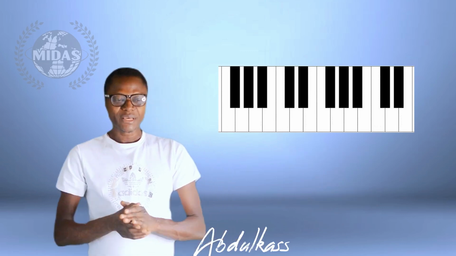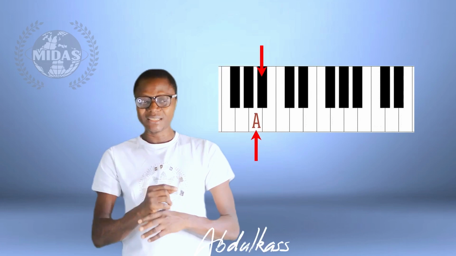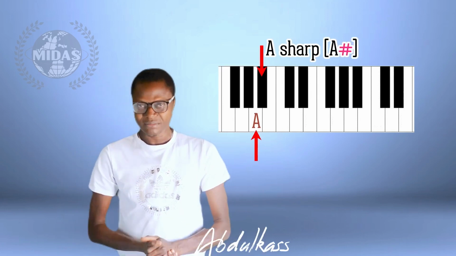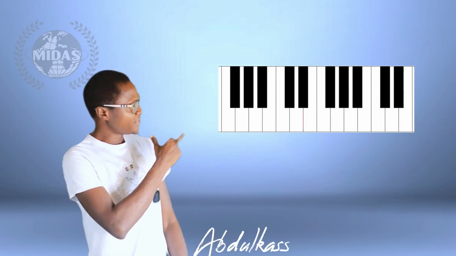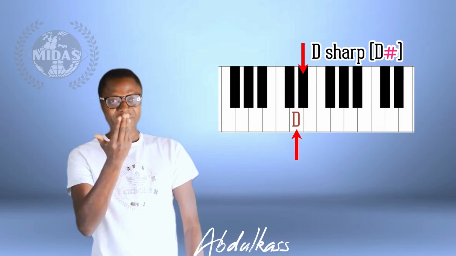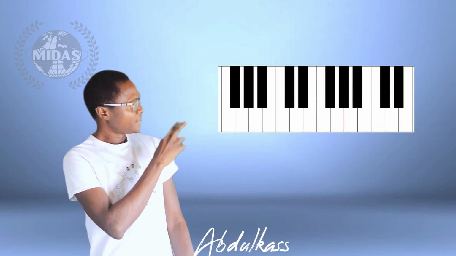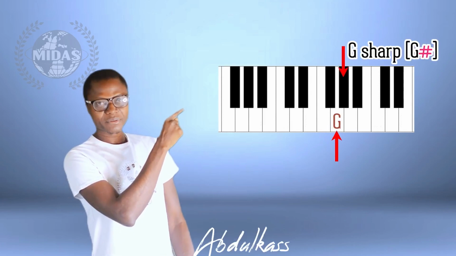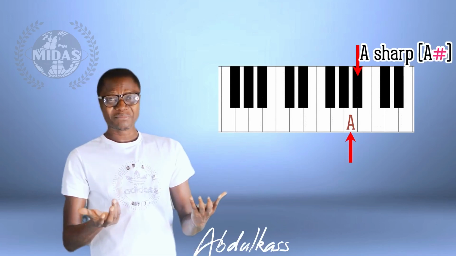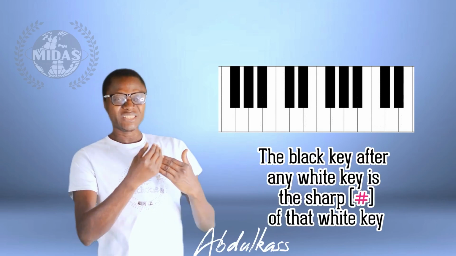For example, if you have a key and you have a black key immediately after that key, that black key is going to be called the sharp of that white key. That is it. So for example, this is the key of D. So this one will be the D sharp because it's the black key immediately after D. This is F, F sharp. This is G, G sharp. This is A, this is A sharp. It's just that simple.